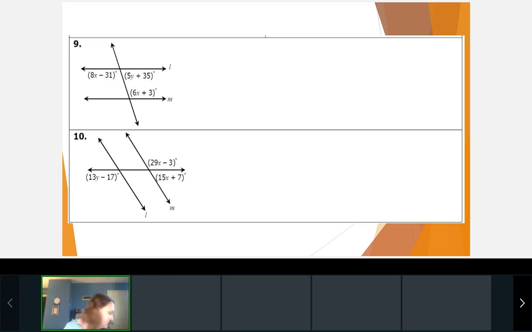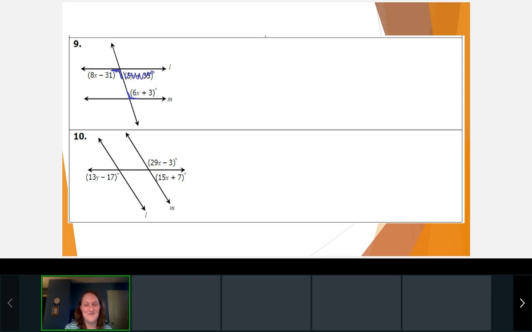Okay, so two variables. In number 9, I see an x and I see a y. Well, I certainly don't want to set up an equation with both of those because I can't solve it. Not with the skills that we have right now from Algebra 1. So what you want to do is look for the two expressions that have the same variable. This 8x minus 31 and this 6x plus 3 have the same variable. So for now, I'm ignoring this. Okay? And then I say, well, what's the relationship between these two? 8x minus 31 and 6x plus 3. Are they equal or are they supplementary?